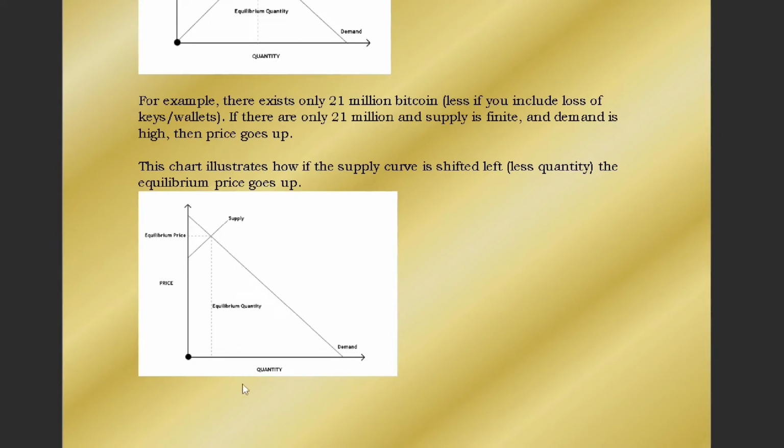This chart illustrates that. As you can see, the supply line has been shifted to the left. This means there is less supply. For example, just say this is 21 million supply of Bitcoin, and the demand stays constant. If that's true, then the price is all the way up here, the equilibrium price, where the quantity is all the way down here, lower.